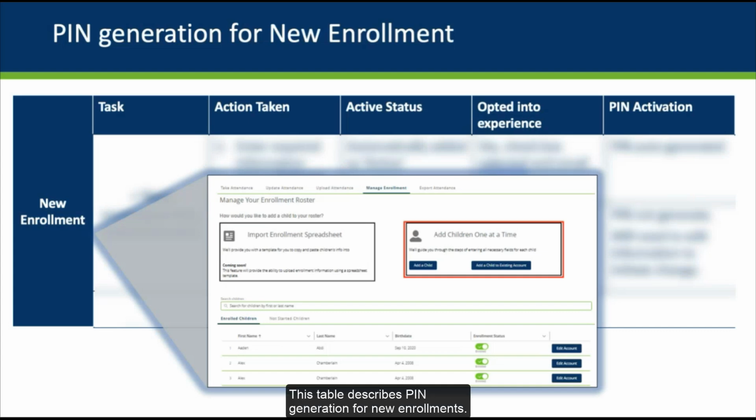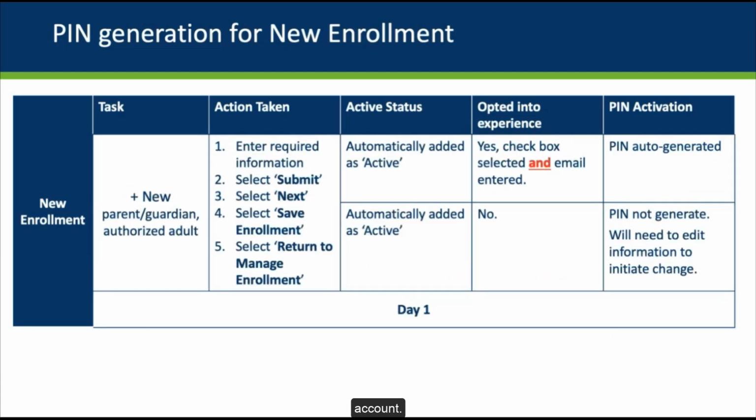This table describes PIN generation for new enrollments, when you are adding a child or adding a child to an existing account. When entering parent-guardian information for a new child enrollment, two conditions must be true to initiate an adult PIN to generate. First, at least one child within the account must have a current active status. Second, the adult must have opted into the kiosk experience by selecting the opt-in checkbox and provide an email address.